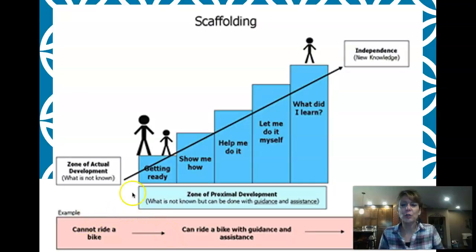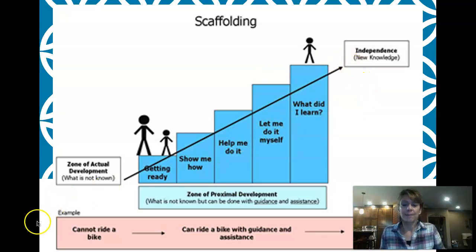Again, just another little visual. Looking at bike riding, they can't ride the bike. They ride the bike with guidance, whether it's training wheels or parents riding alongside, and then a child can ride a bike on their own. It's the same thing. We're getting ready, then show me how to do it, help me a little bit, and this help me do it part is where the group work and the partner work comes in and can be so rich.